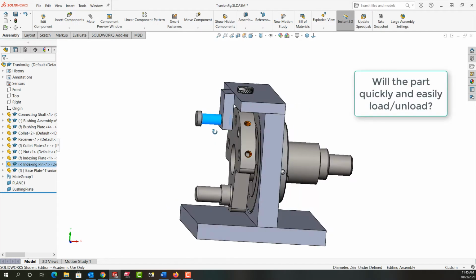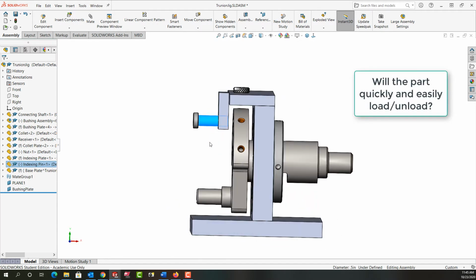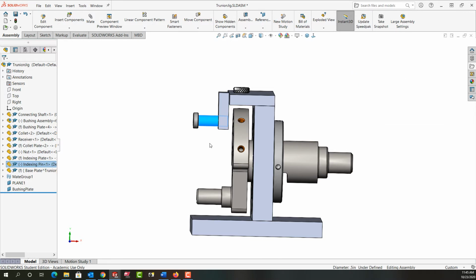Also, how do I get this part in and out? Do I have enough clearance to get the part in and out? That's where we'll start in the next video.